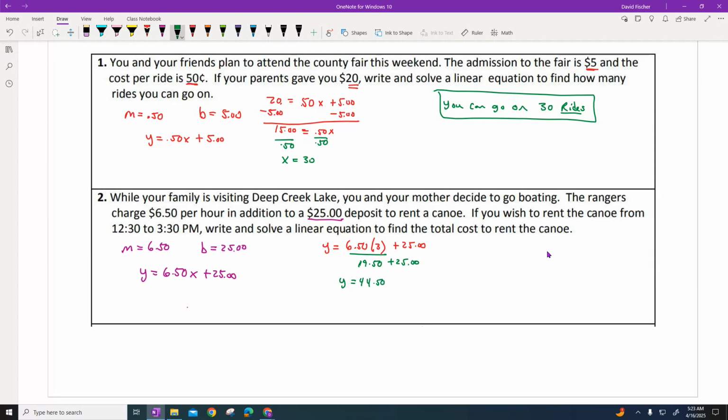So, answer the question. Cost to rent a canoe. Cost. Oh my goodness. This is just not starting to be a good day again. Let's try again. The cost to rent. Now we rented it for what, 3 hours? So let's put that in there. To rent the canoe.